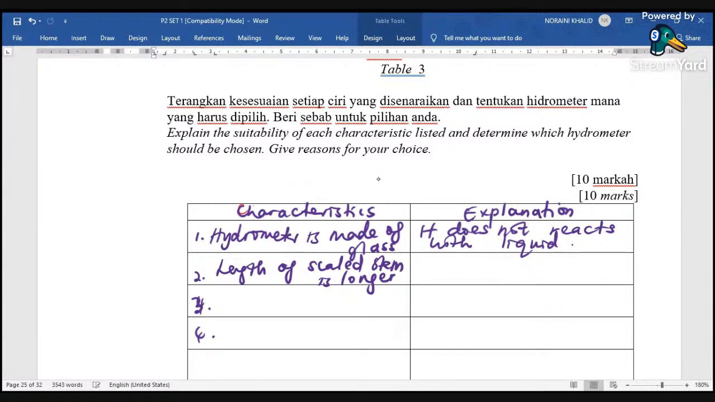Okay, to calibrate scale with more divisions. Okay, thus it will become more accurate. Accurate when I use the measurement. Okay, the bulb is bigger.